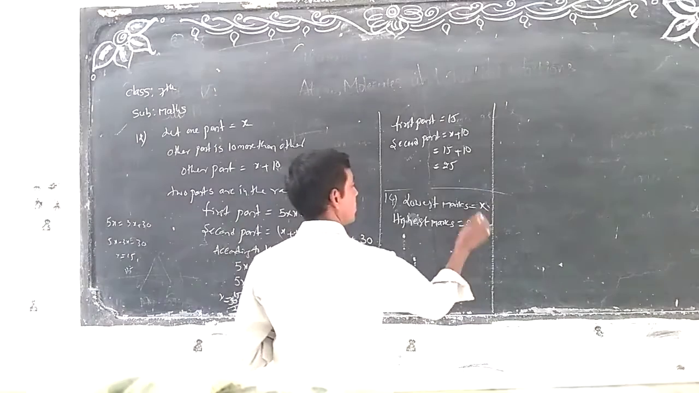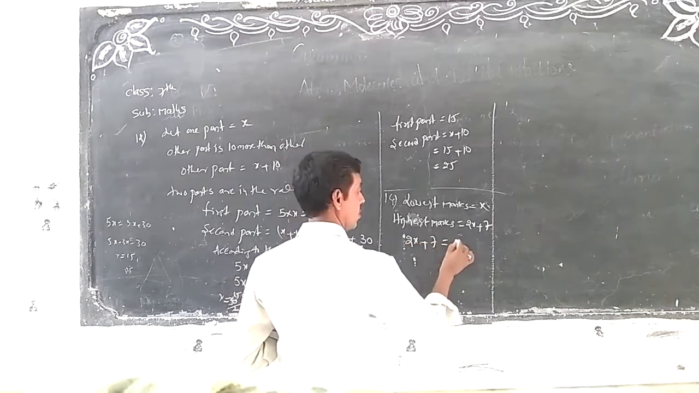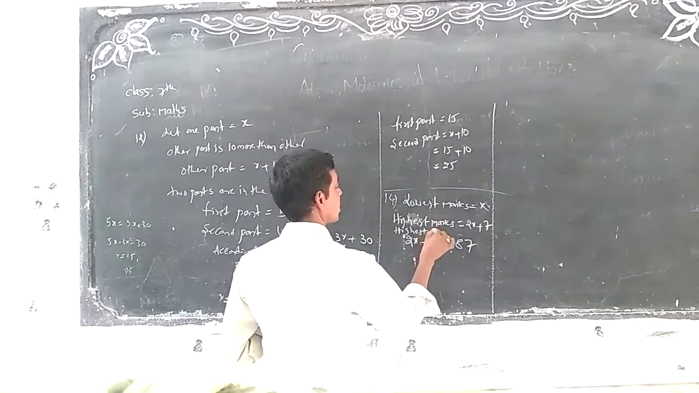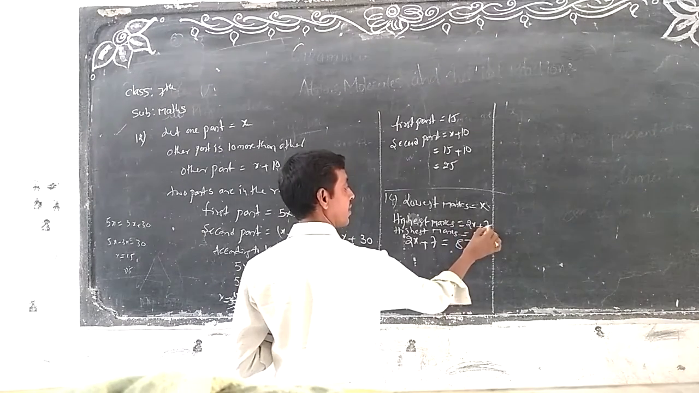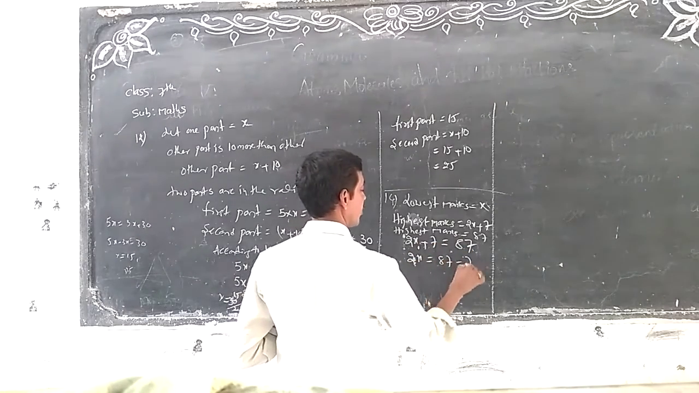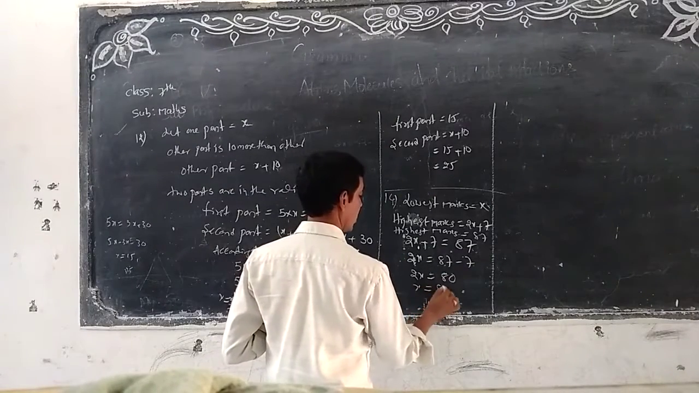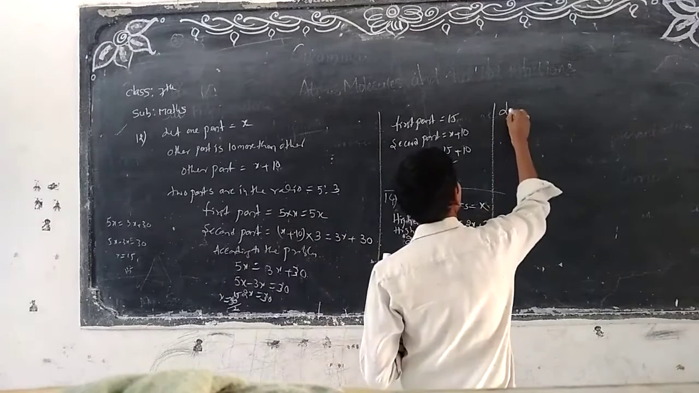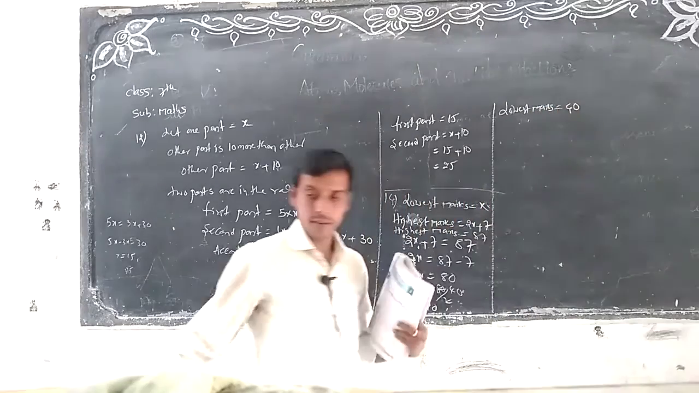So what do we have to do? The highest marks expression is 2x plus 7, and the highest marks already given here is 87. We have to equate highest and highest. So 2x is equal to 87 minus 7, 80. x is equal to 80 by 2. 2 fours are 8, so x is 40. So the lowest marks is equal to 40. Okay?